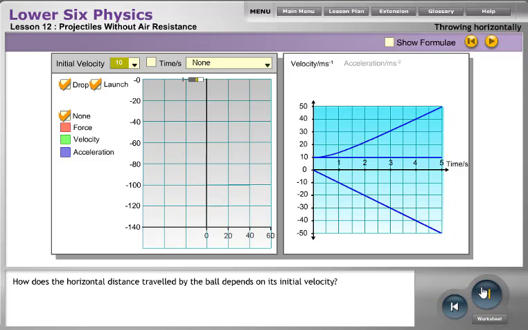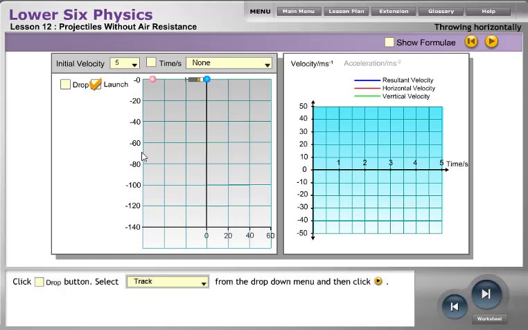How does the horizontal distance traveled by the ball depend on its initial velocity? Answer: horizontal distance traveled is proportional to initial velocity. s = ut. Click Drop button. Select Track button from the drop-down menu and then click Start.